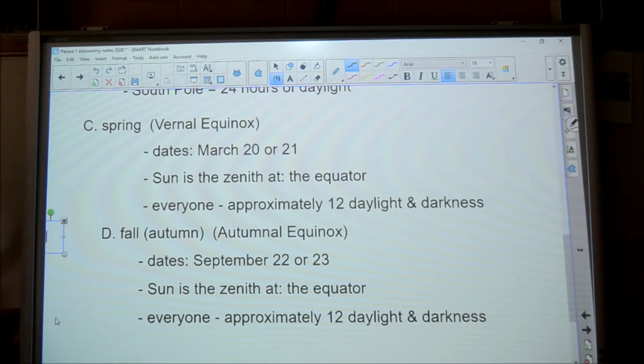The fall or autumn, known as the autumnal equinox, same thing. All right, the sun is at zenith at the equator. Everyone, no matter what your latitude is, has approximately 12 hours of daylight and darkness. And the dates, you're looking at September 22nd or 23rd.